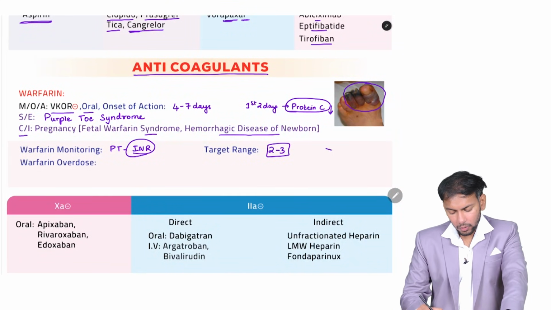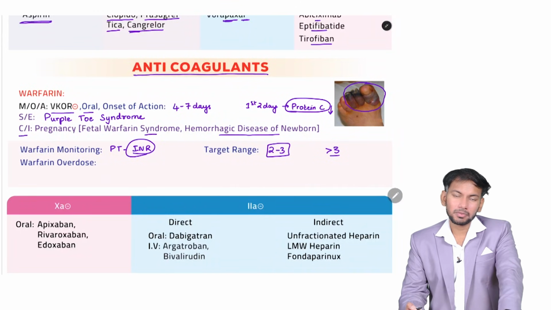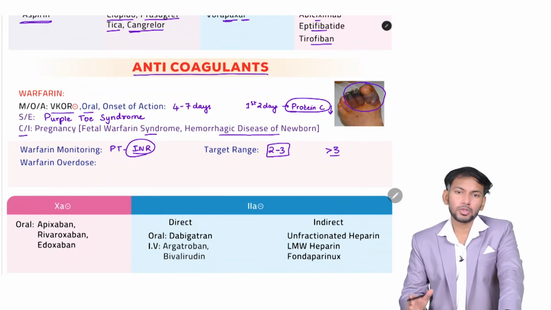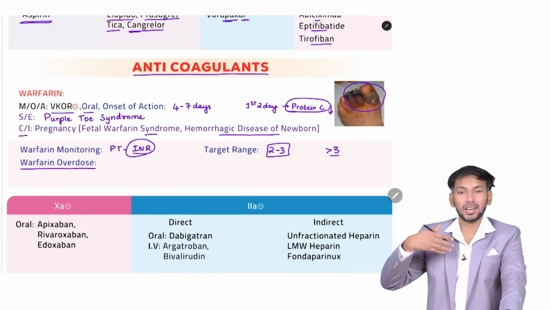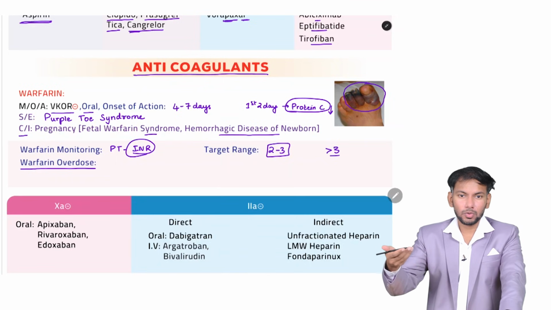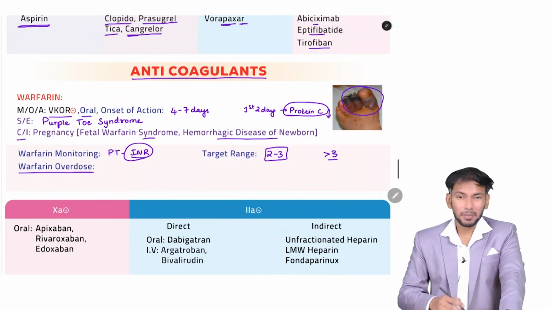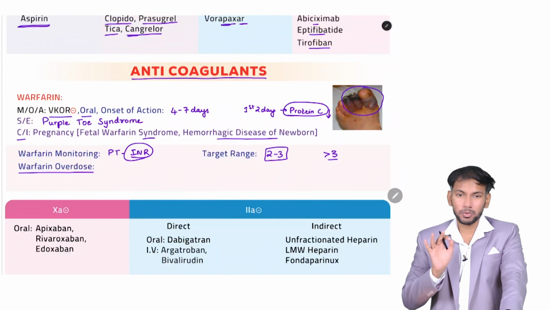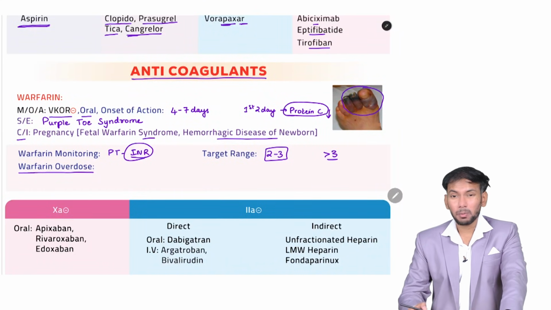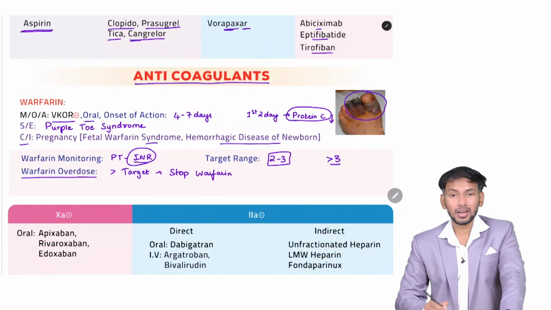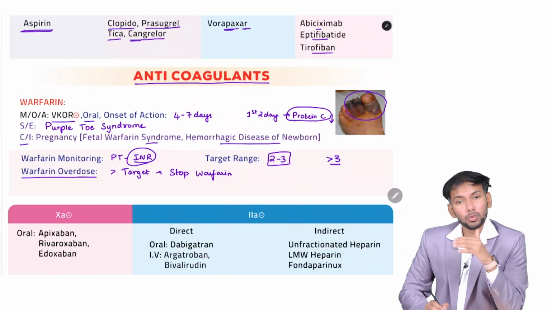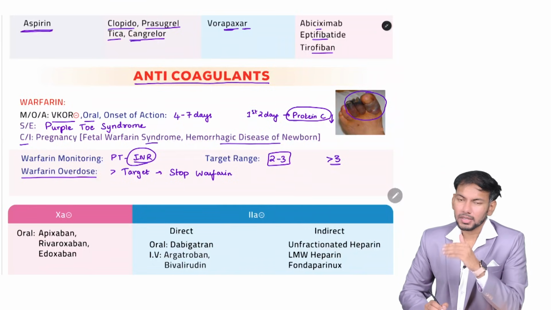Now, if INR goes to more than 3, what will happen? There might be chances of bleeding, because you are stopping the coagulation pathway. So if the INR is going above the target range, what will you do? According to Goodman and Gilman 13th edition, the textbook is saying that if INR is above the target range, you stop warfarin, and once the INR comes into the target range, you restart warfarin at lower doses. This is what they are saying.